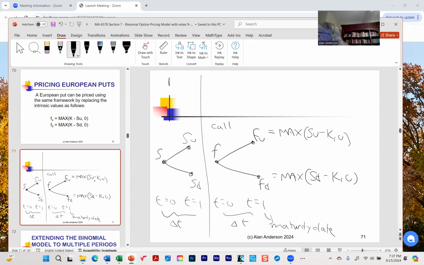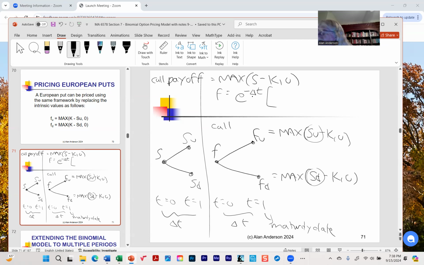So remember, in general, the payoff to a call option is just max of S minus K and 0. Here, in the upstate, the stock price looks like this, and in the downstate, it looks like this. So that means we only have to calculate F at one node to come up with the price of the option. It's going to look like this: present value, and then remember, we're looking at the expected value of the option in one time step. So we need P times FU plus 1 minus P times FD.